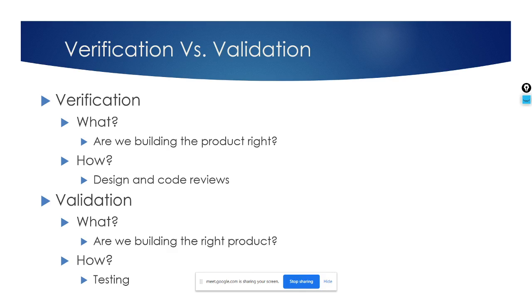But validation is, are we building the right product? For that we have to test and see whether the work is done correctly. Right? So those are very important. Both are important, right? Not only just one. Having both will give you a very high quality product, right? A high quality product to the customer, right?